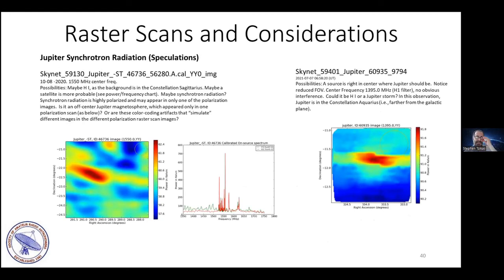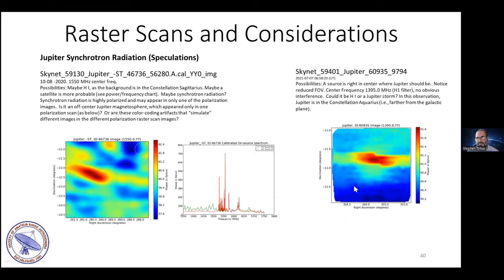The observation on the left was one of mine. I thought I picked up Jupiter until I knew better. Jupiter is right in the center, but when I went back to it, I think this is very likely satellite interference. When I looked at the tracking profile, that particular observation is right around 1550. There's a lot of interference usually there.